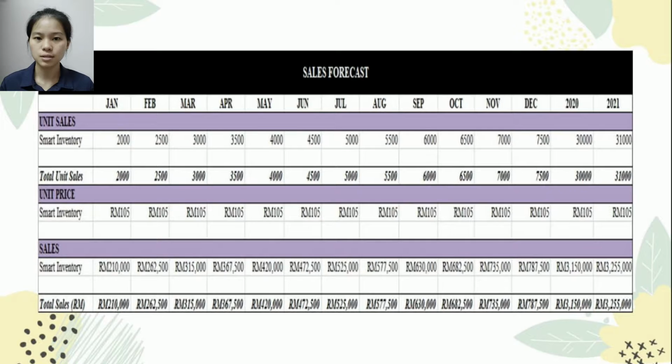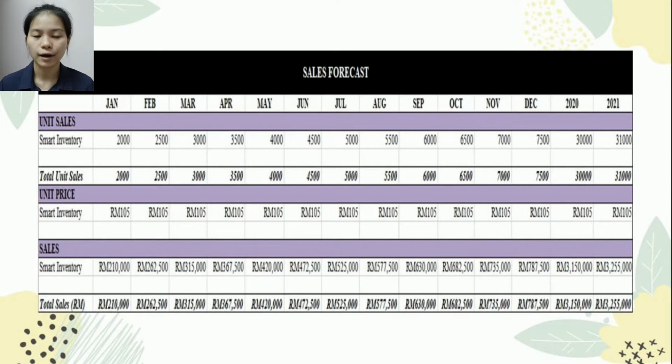The first one is the unit sales. Lafayette company has sold 2,000 units of smart inventory in January, 2,500 in February, 3,000 in March, 3,500 in April, 4,000 in May, 4,500 in June, 5,000 in July, 5,500 in August, 6,000 in September, 6,500 in October, 7,000 in November, and 6,500 in December. The total unit sales in year 2020 is 30,000 and year 2021 is 31,000. The unit price that Lafayette company sets is 105 ringgit.